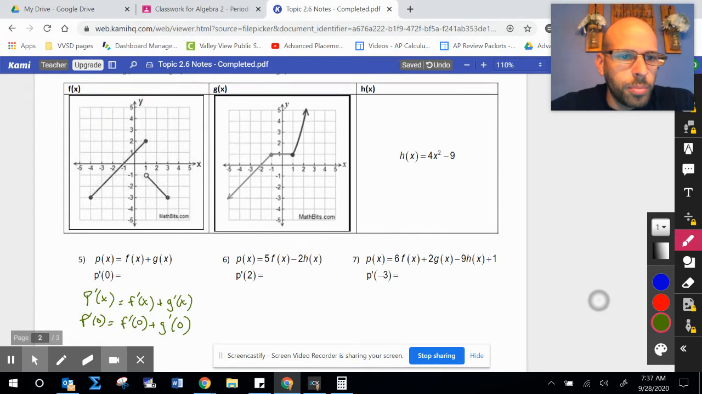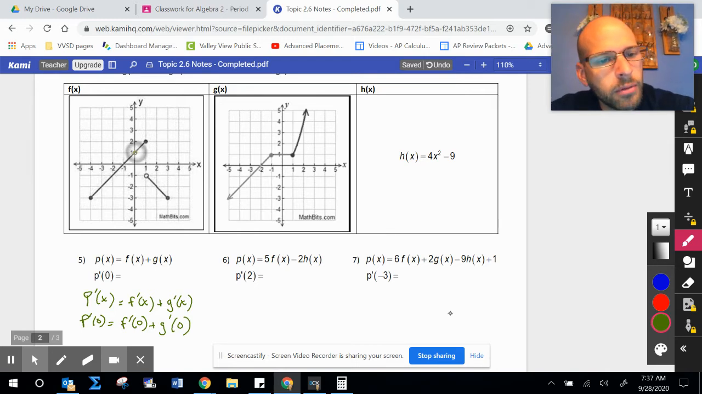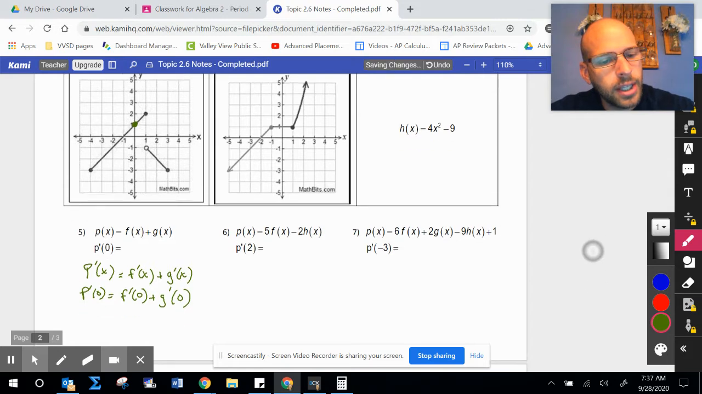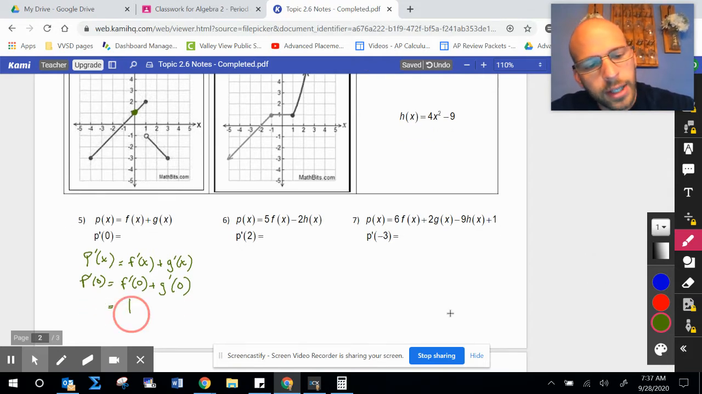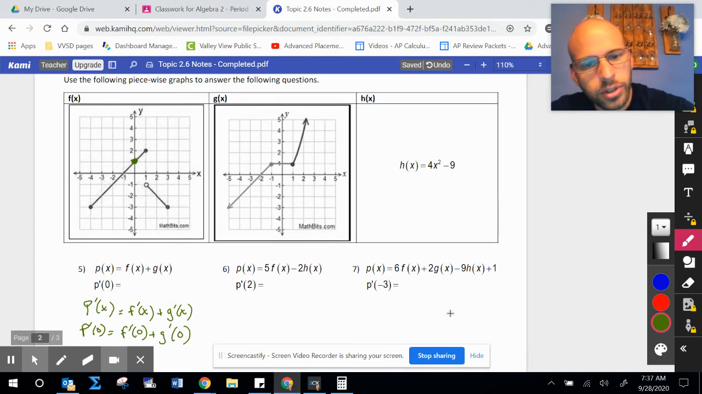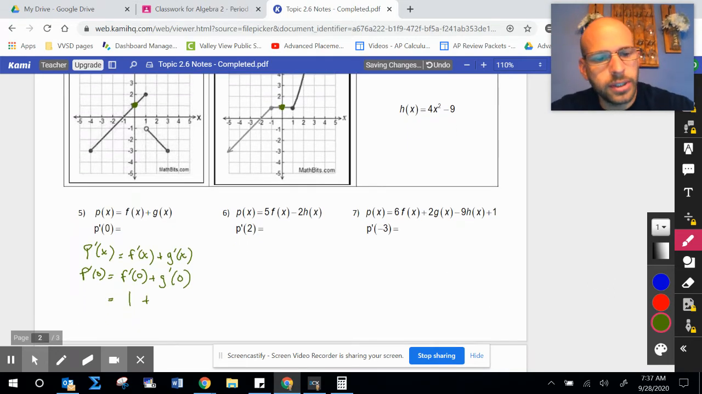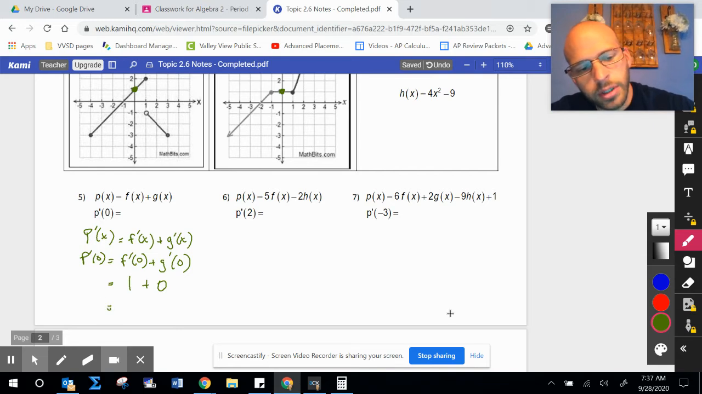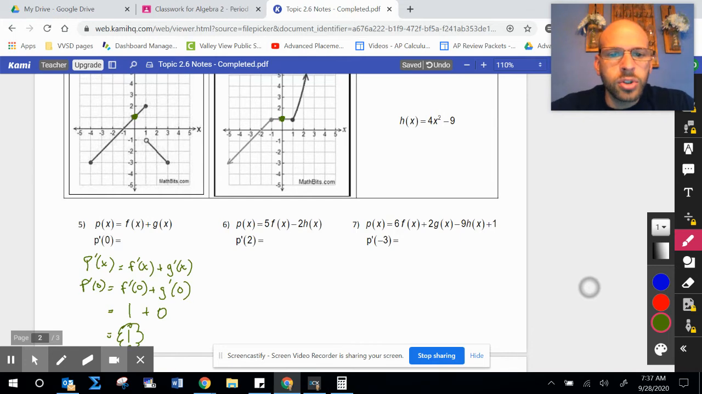So what is the slope of f at 0, right? So what is the slope at 0? The slope of this linear piece is just going to be a positive 1. The slope of g at 0, so that's the second graph, is a horizontal piece. Well, the slope of any horizontal piece is 0. So I get 1 plus 0 is just 1. Okay? So again, I'm just using the graphs to get the slopes.